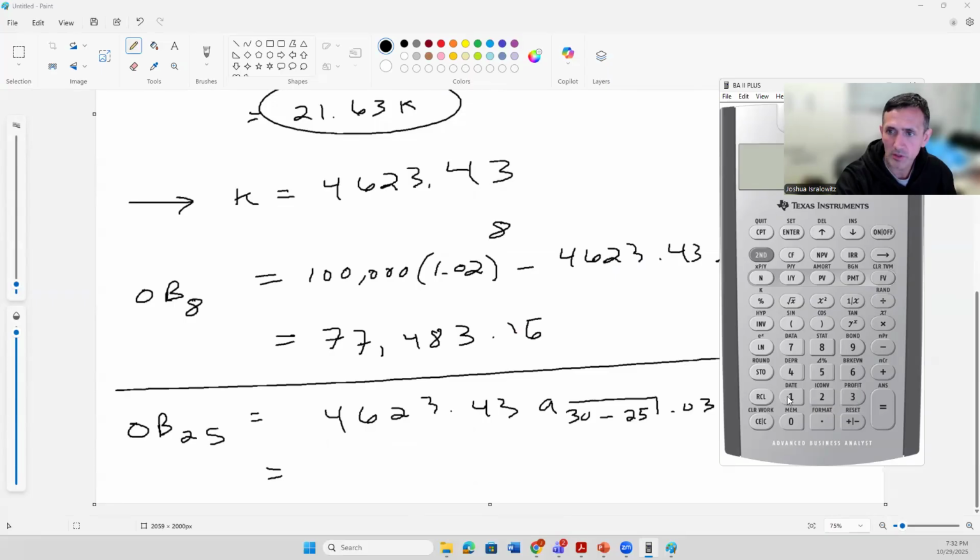So what is this? 4,623 here. Payment, 25, 5 and 3 interest. Compute present value, 21,173.90.